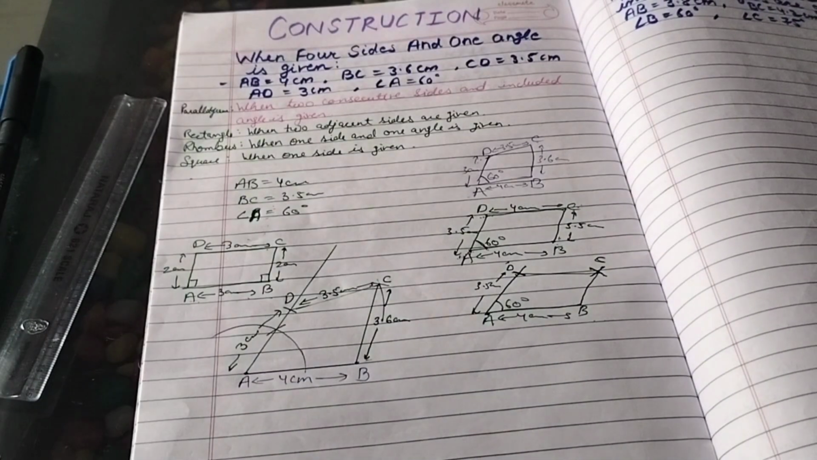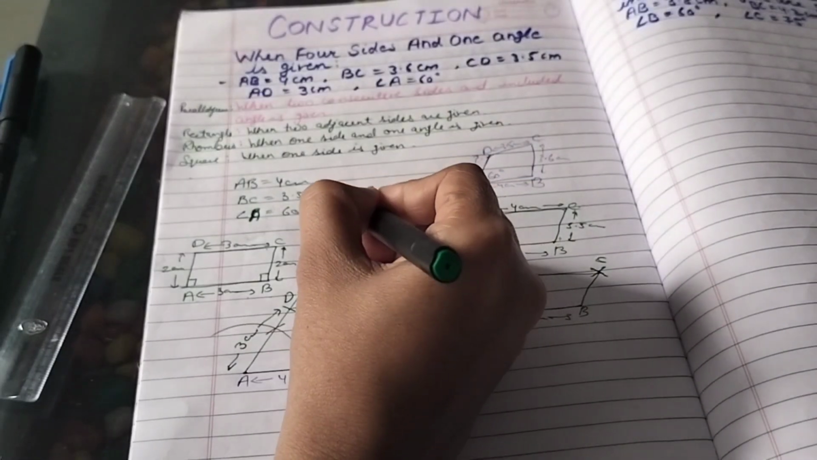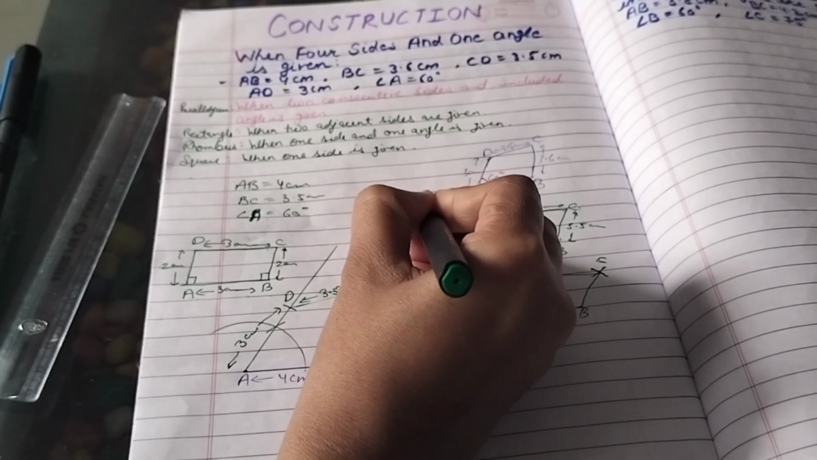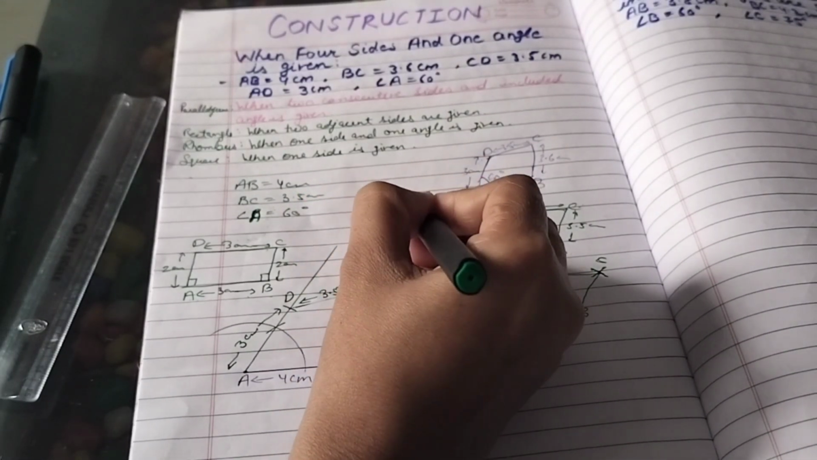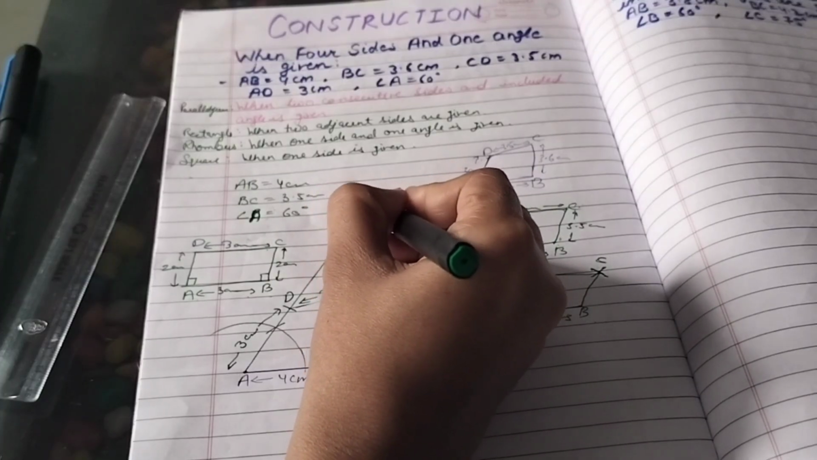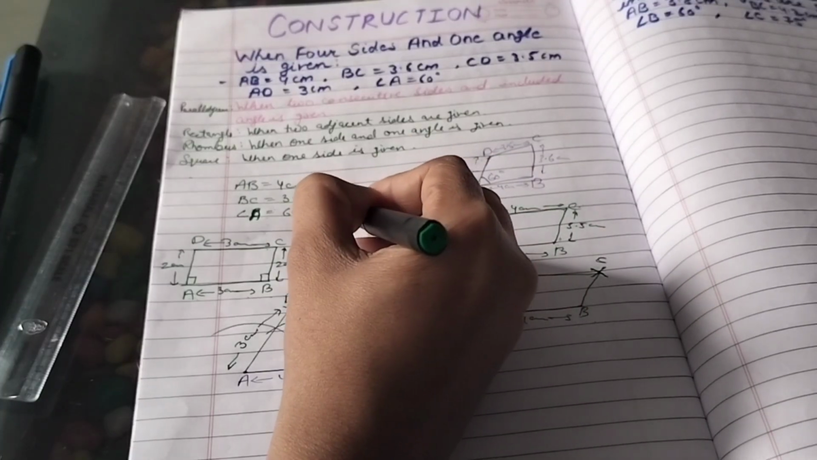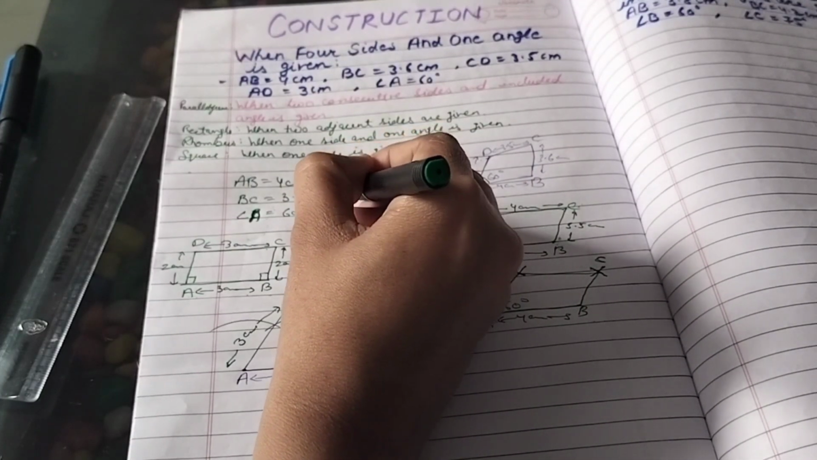Now for constructing your rectangle ABCD, we will be making a line. First of all, we will be making AB equal to 3 centimeter. Then at A, we will be making an angle of 90 degree.